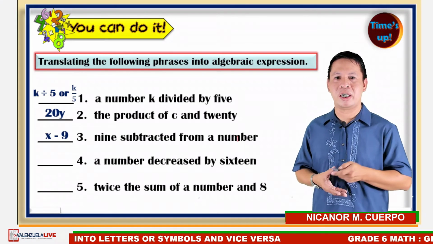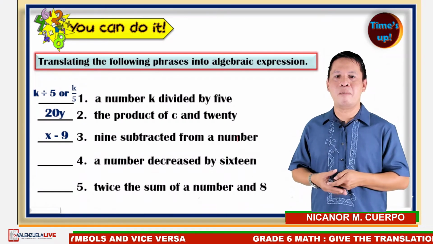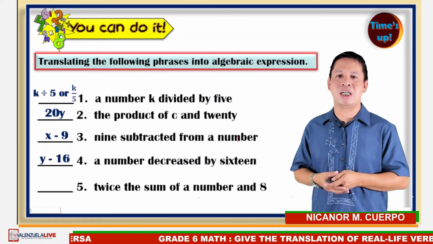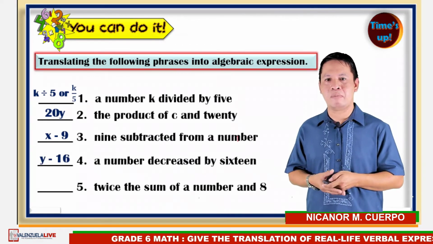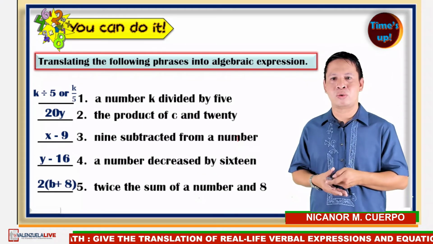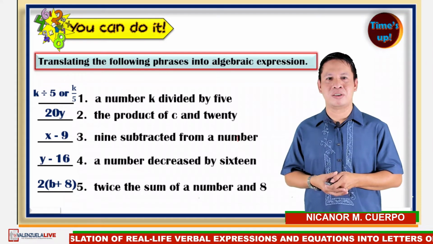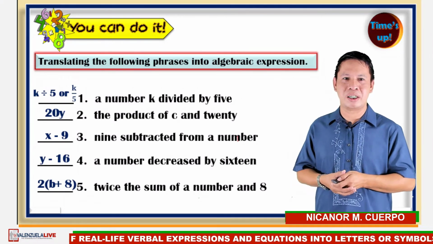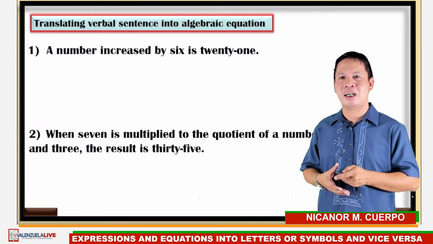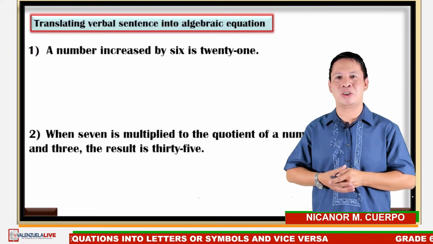Number 3, 9 subtracted from a number. So that would be x minus 9. For number 4, a number decreased by 16 is y minus 16. Then number 5, twice the sum of a number and 8. So 2 times b plus 8. So, did you get all the correct answers? Good job! Now, let us try to translate verbal sentences into algebraic equations.